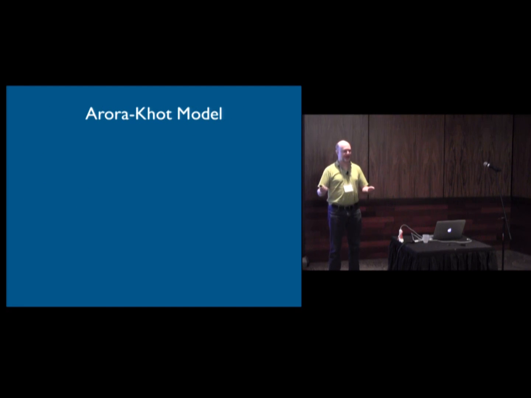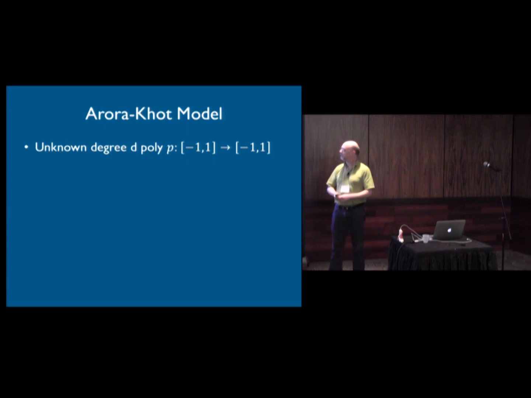There are different models. Zhao talked about one model in the previous talk. And that's sort of L2 based. Our results are incomparable. We're looking at the Arora-Khot model. So in this model, there's an unknown degree d polynomial p, and we're just studying its behavior on the interval -1, 1. And we'll assume by scaling that the range is also -1, 1.